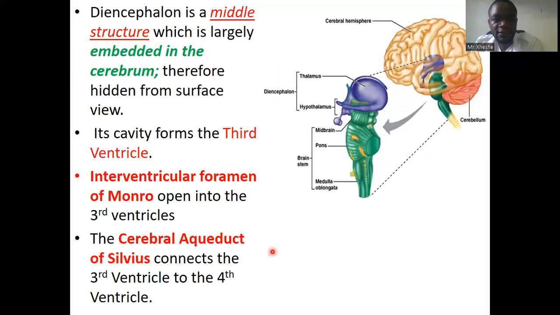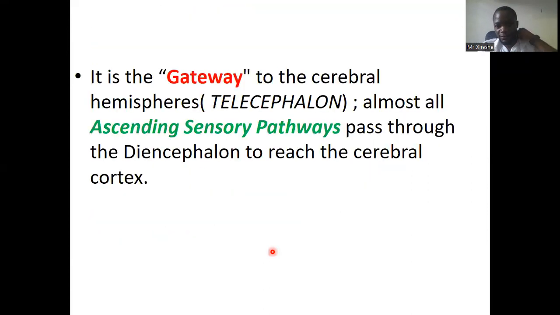All right. Now, we're saying the diencephalon is a gateway to the cerebral hemispheres. So it's like the highway to the cerebral hemisphere. So any information that is coming from the spinal cord, that is coming from the brain stem, for it to reach the cerebrum, has to pass through the diencephalon. Right? After all, the diencephalon during development is part of the cerebrum.